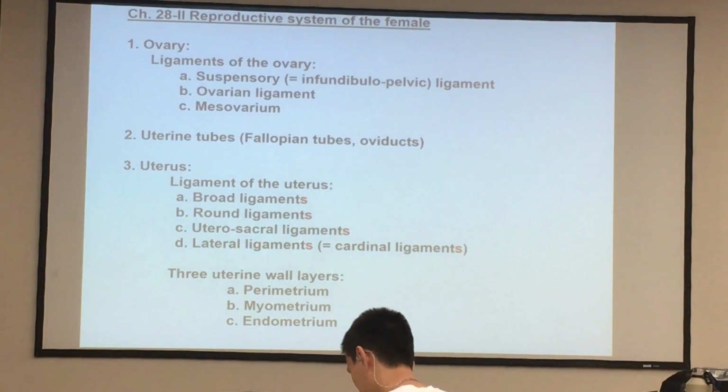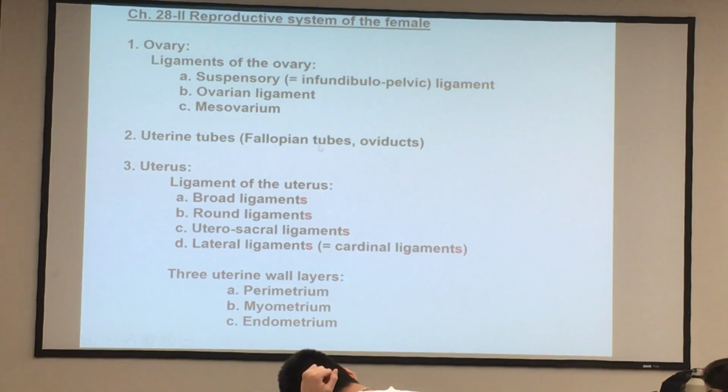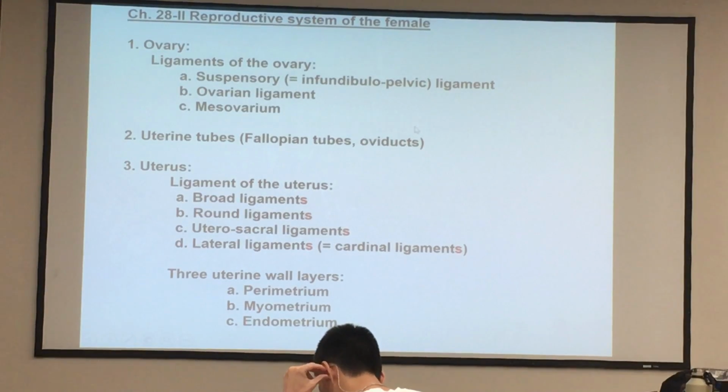Now we go to the female reproductive tract. We'll cover the ovary, uterine tube, or we call it fallopian tube. We less use the term oviduct, so we usually use oviduct for the animal. Okay. Uterus holding the baby, the fetus. Okay. Now we start, maybe the first one is the ovary.